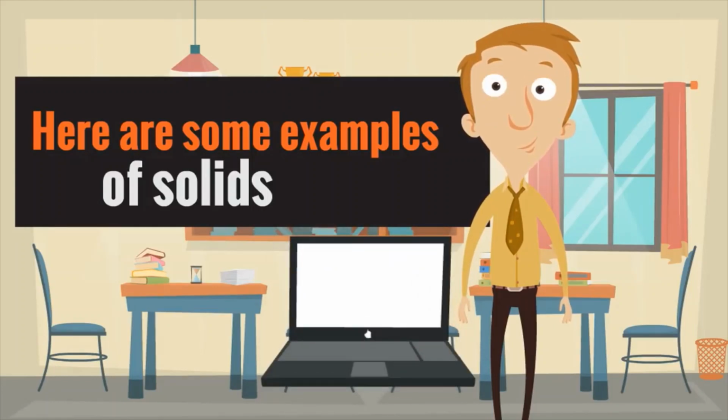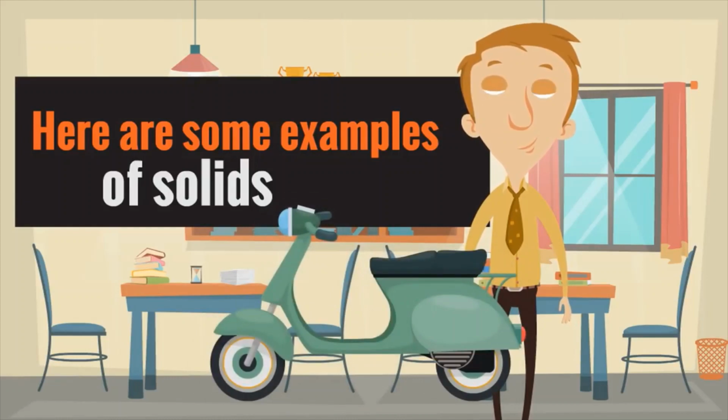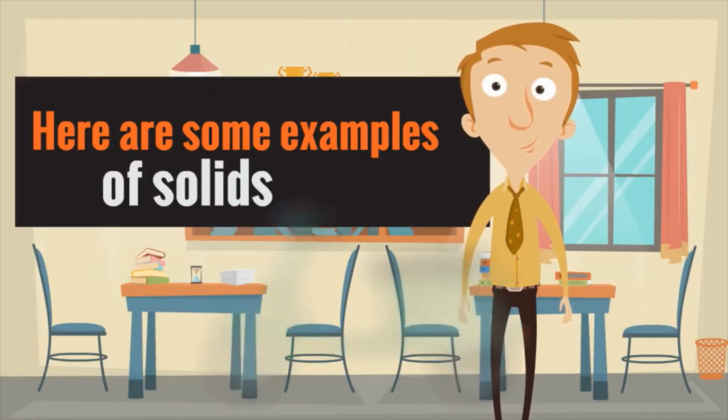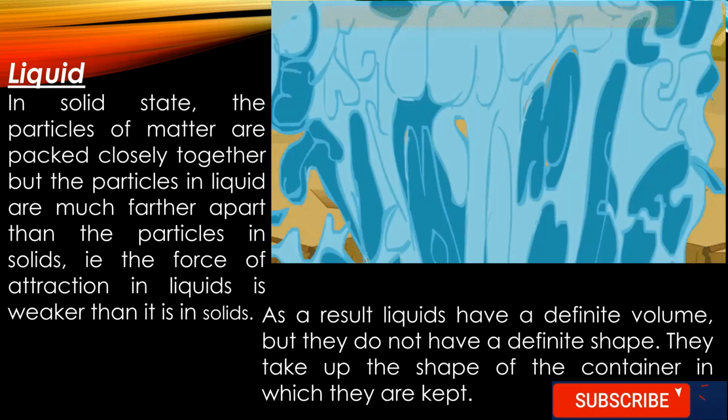Here's another one. Here's a laptop computer. It's an example of a solid. It has its own shape. It's a solid piece of matter. Here's another solid, an electric scooter that looks really awesome and fun to ride. Anyway, it's a solid, right? It has its own shape. A paper airplane is also an example of a solid. It is matter that has its own shape. It's a solid.